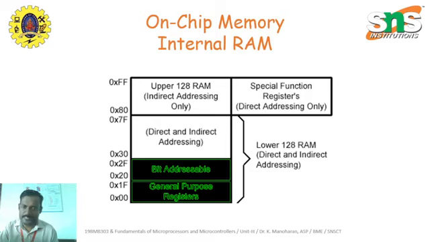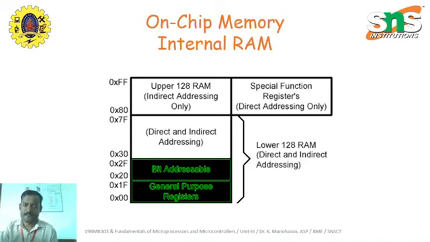Next are the bit addressable memory locations, from 20 to 2F. This area is used for bit addressable data. This data can be accessed both as bit addressable and byte addressable. Whenever you use a byte address, we access the entire 8-bit data. Whenever you use a bit address, we access only that particular individual bit.